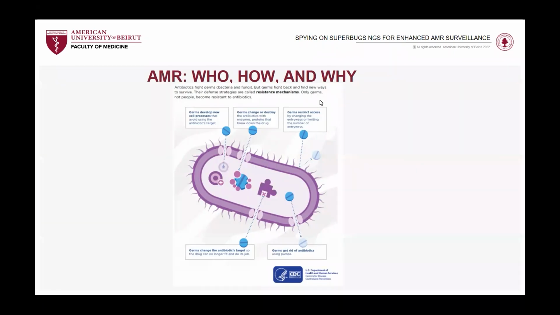They can shut down their porins. These are the gateways that bacteria have to allow metals, minerals, or proteins to come in. They can seal them off and antibiotics won't actually make it. They can produce inactivating enzymes like beta-lactamases. These are quite famous, and these enzymes will break down antibiotics. And the fourth method is what we call efflux pumps. These are pumps that bacteria develop to pump out antibiotics and other toxins that could harm bacteria.